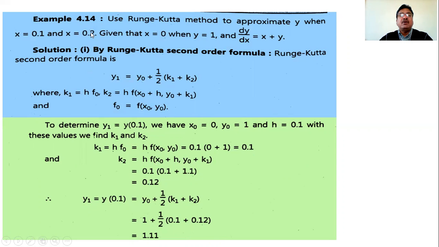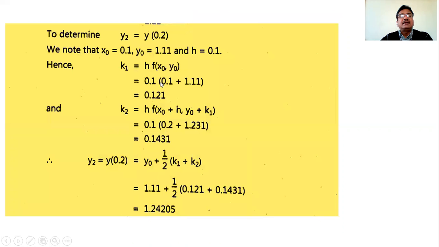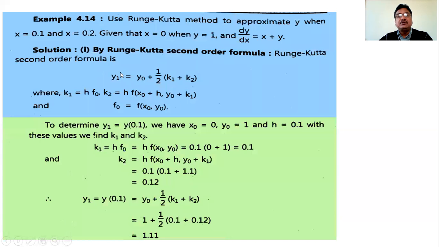Then we have to find the value of Y at 0.2. So start with this value of Y at 0.1. Consider this Y at 0.1, 1.11, as the initial condition. And then we have to find the value of Y at 0.2, suppose this is Y2. Or again, we denote it by Y1. And then the same formula: Y2 is what? It is Y1 plus 1 half K1 plus K2.